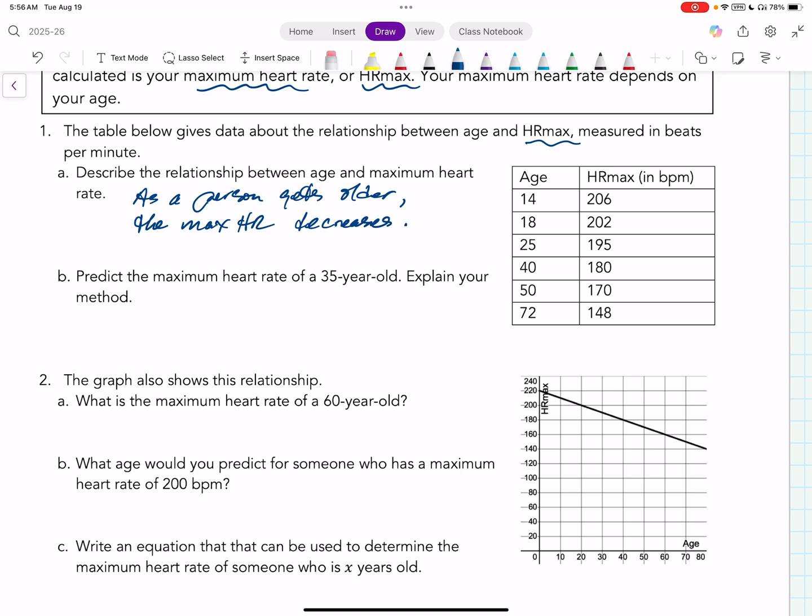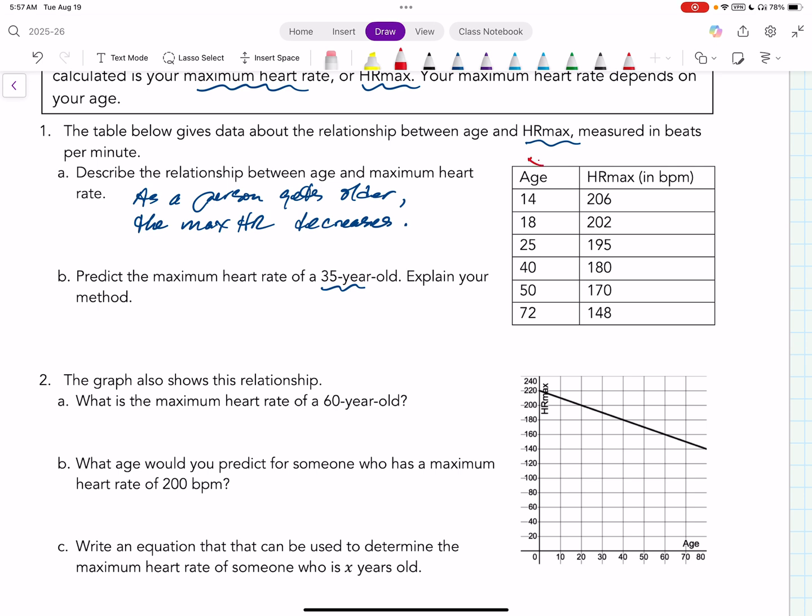It says predict the maximum heart rate of a 35-year-old and explain your method. Well, 35 is not in the table. It's between 25 and 40. But what we want to figure out is how much is it decreasing per year? How many beats per minute is it decreasing? To do that, we want to figure out the average rate of change.